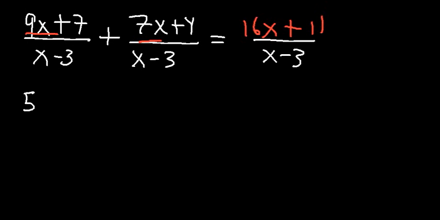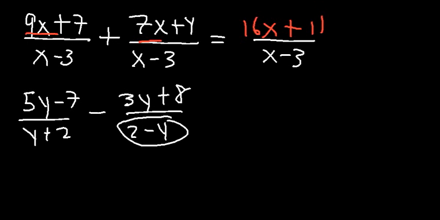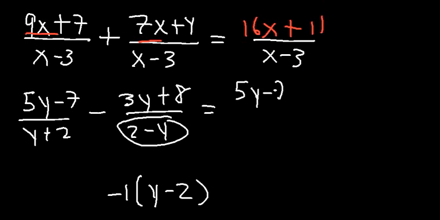Now let's say we have this one, 5y minus 7 over y plus 2, minus 3y plus 8 over 2 minus y. Now notice that we don't have the same denominator. However, for 2 minus y, we can factor out a negative 1. If we do, it's going to be negative 1 times, the negative y is going to change to positive y, and the positive 2 will become negative 2. So what we now have is this expression.